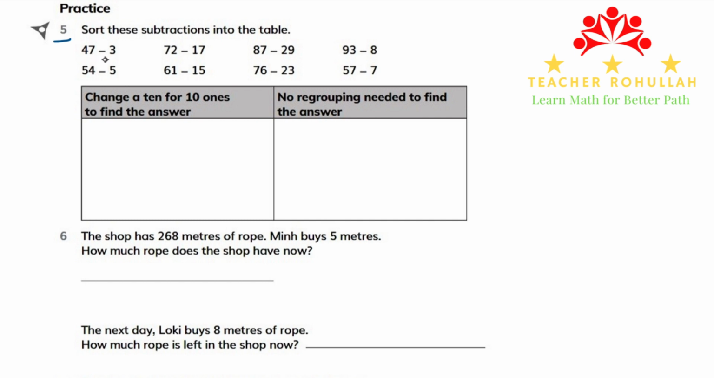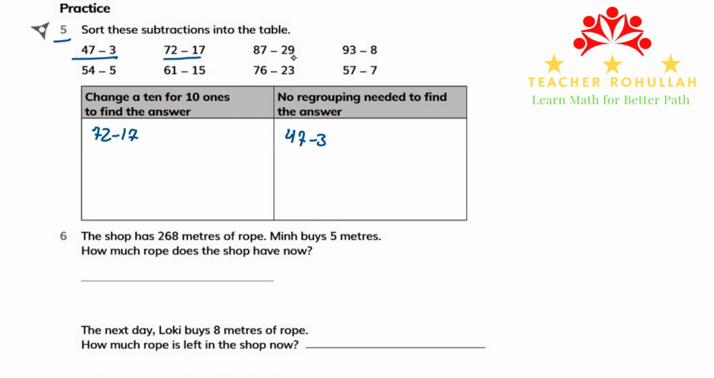Starting from the left side, 47 minus 3, we don't have to regroup. I will write here 47 minus 3 because we can subtract 3 from 7. We don't have to regroup anything. And the second one, we have 72 minus 17. Here we have to regroup because 7 cannot be subtracted from 2. So 72 minus 17 requires regrouping.